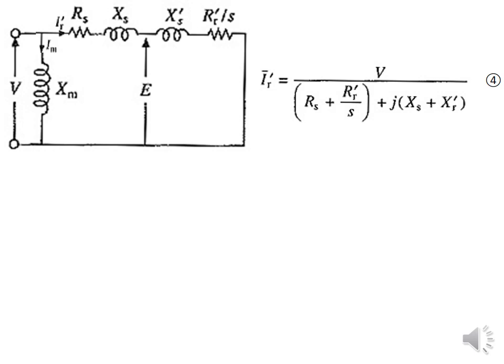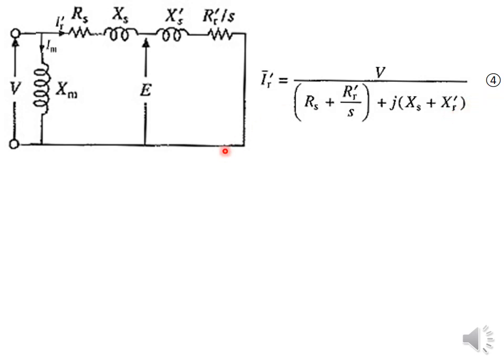Now consider the simplified per-phase equivalent circuit. From this equivalent circuit, we can write the equation for rotor current referred to stator, that is Ir dash. Here Ir dash is equal to the applied voltage divided by this impedance. Because these two branches are parallel, Ir dash is equal to V divided by (Rs plus Rr dash by s) plus j(Xs plus Xr dash). That is equation number 4.